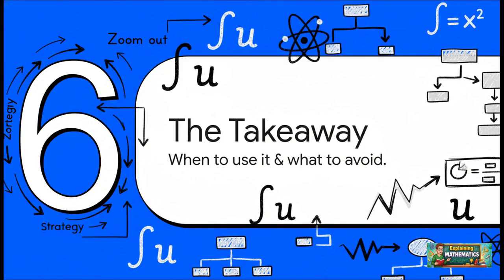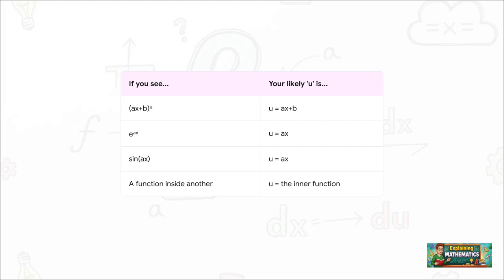Okay, so we've seen how the playbook works in 3 different scenarios. Now let's zoom out and talk strategy. This is all about building that intuition, so you know exactly when to use this method and what common pitfalls to look out for. The key to really mastering this is just pattern recognition. This table here is like your quick reference guide.